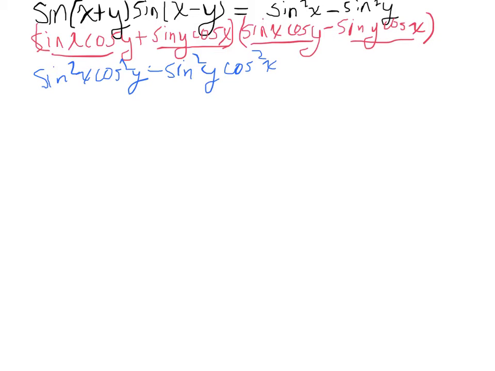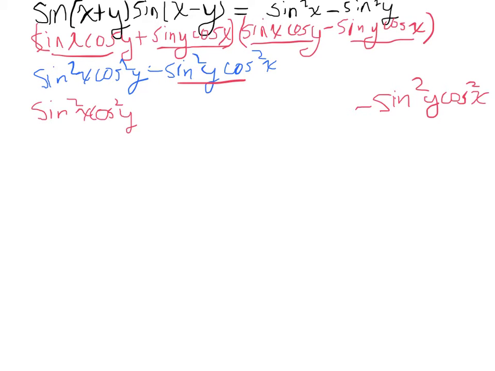Now we're going to do a little mathematical trick. We can always add 0 to an expression and end up with the same expression. So we're going to do sine squared x cosine squared y, and we'll put this term over here, minus sine squared y cosine squared x.